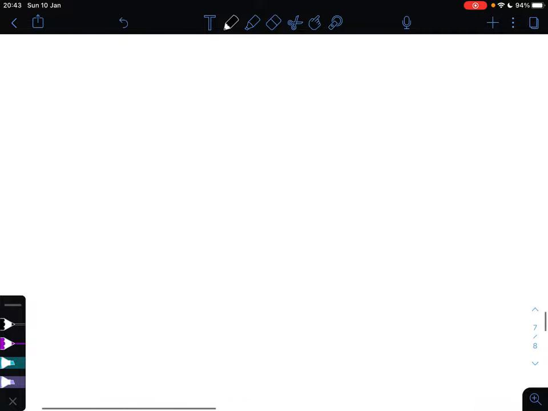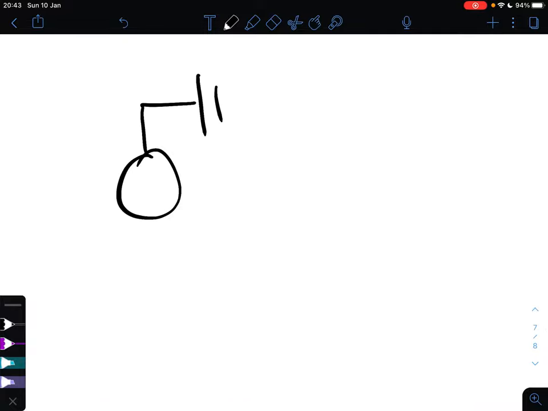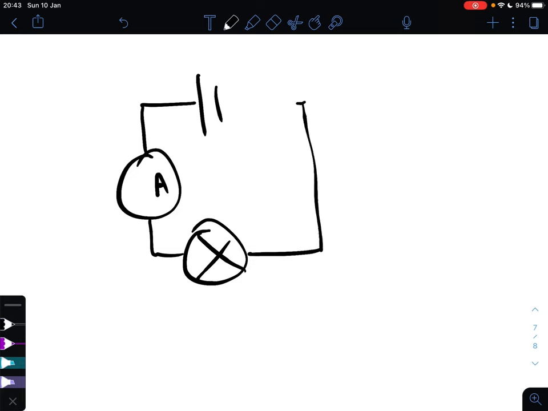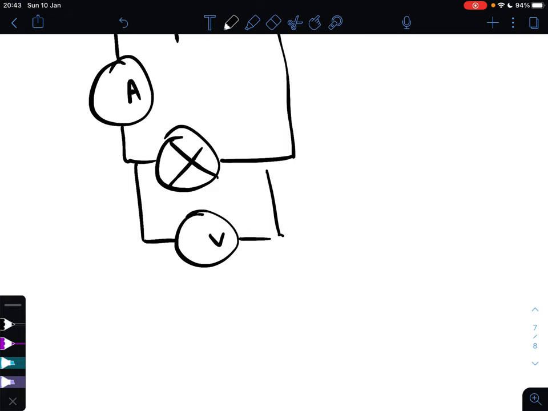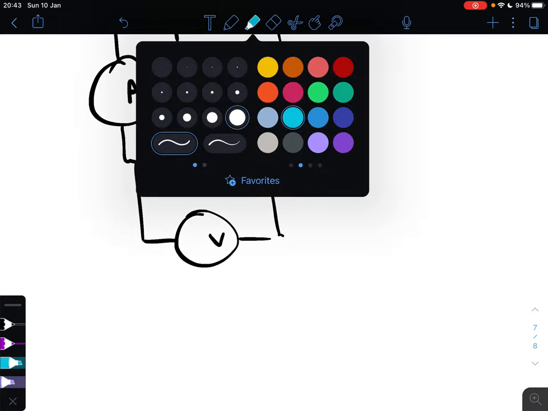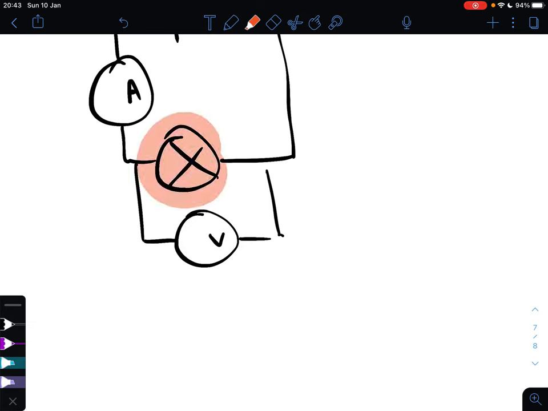So if we take a simple circuit, we'll take a cell, and we'll have an ammeter so we can measure how many amps are flowing, the current. We put something in like a light bulb and we complete the circuit. Then to measure the voltage, we put a voltmeter around the thing we want to measure. Our question is, how many joules of energy a second is the light bulb giving off?